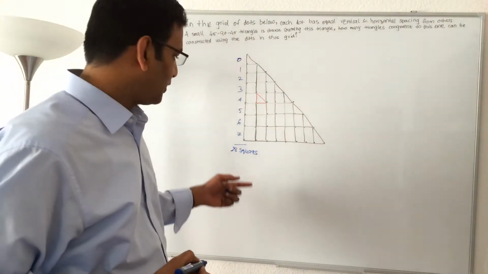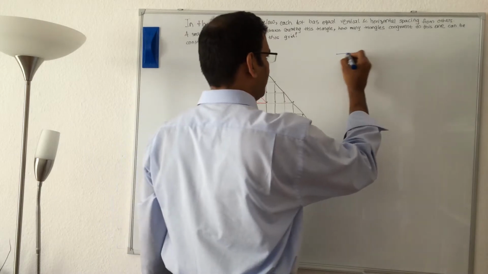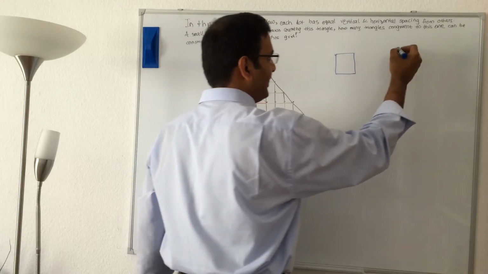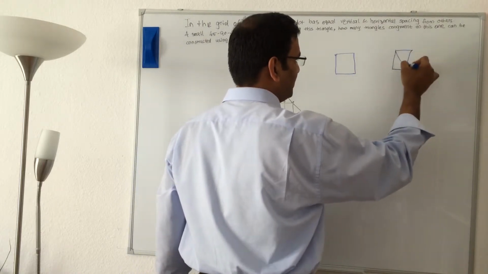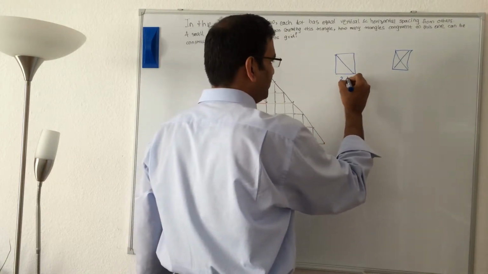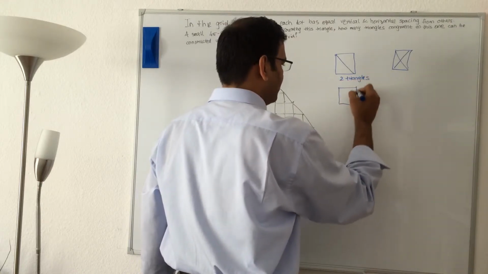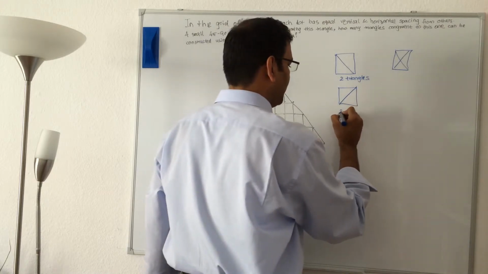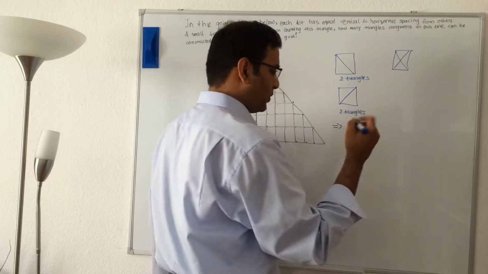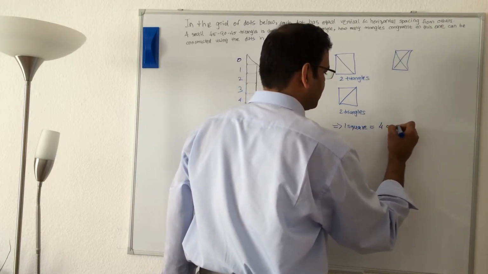So let us figure out how many congruent triangles could be constructed from one square. Here we are given a square, and from this square, we need to figure out how many congruent triangles could be built. Let's say we draw the diagonal this way, we have two triangles that are congruent to each other. When we draw the diagonal the other way, we are again left with two triangles, which implies from one square we get 4 congruent triangles.